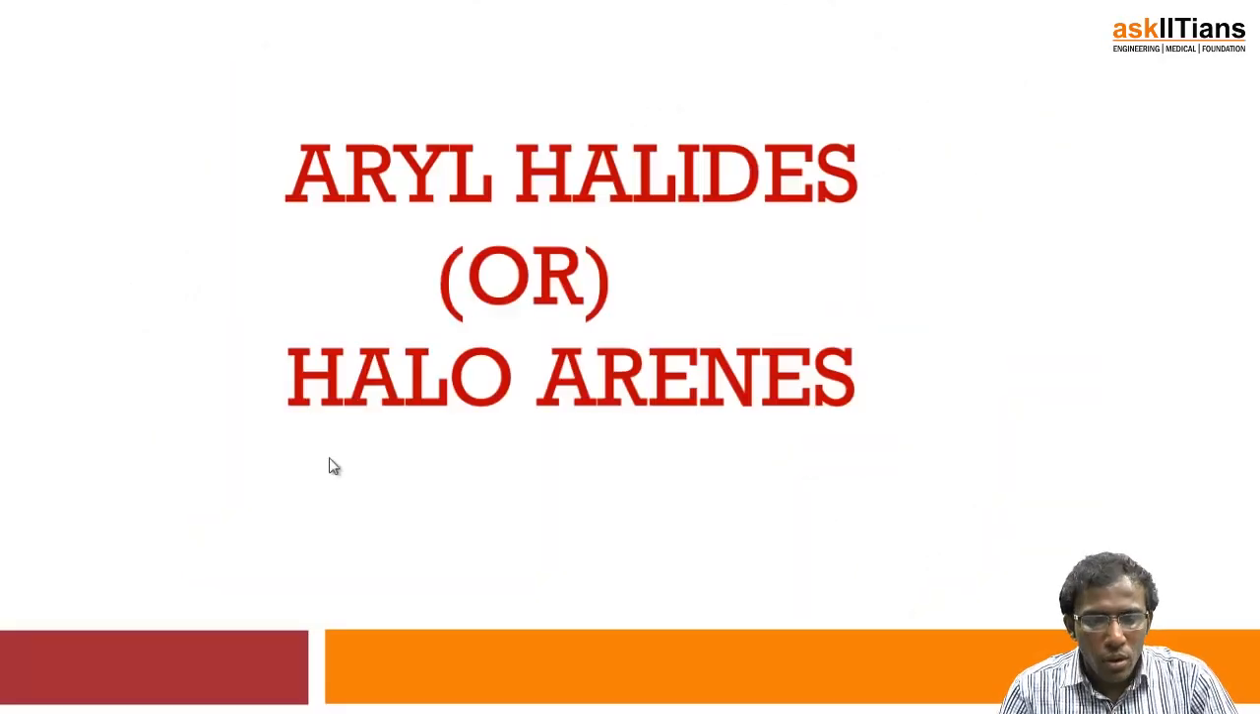So what are aryl halides? How do they differ from alkyl halides? So let's start the journey of aryl halides now. So students, we are done with the alkyl halides or haloalkanes. So we are moving to the next part of this chapter, that is aryl halides or haloarenes. So let's see how these aryl halides are different from alkyl halides and where this difference comes from.